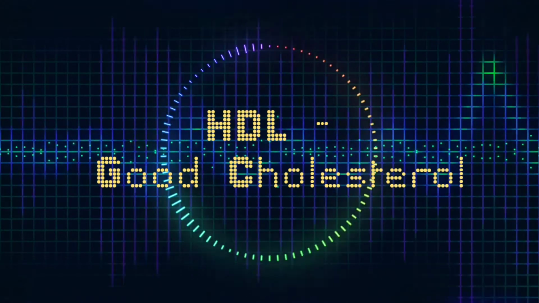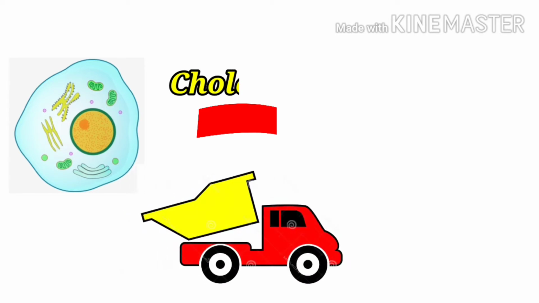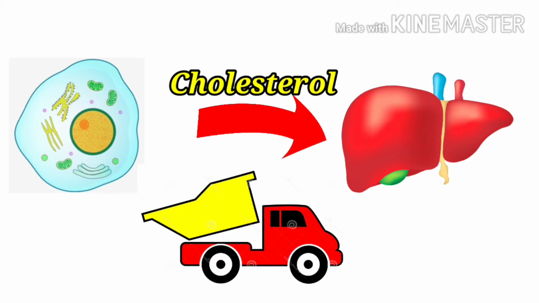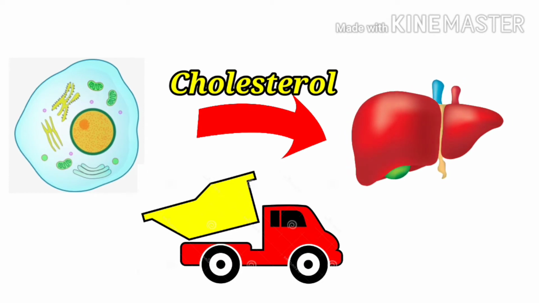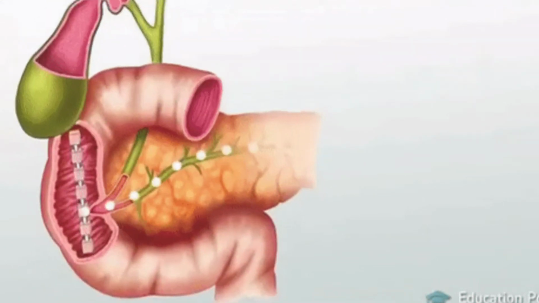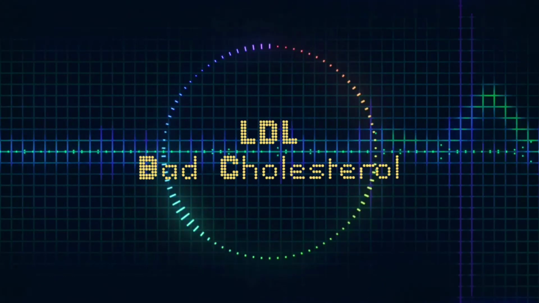Why is HDL called good cholesterol? The main reason behind it is this HDL helps in the transport of cholesterol from the cells into the liver, and from the liver this excess cholesterol enters the bile. Therefore, it helps in the removal of excess cholesterol in our body. Because of this, HDL is known as good cholesterol, whereas LDL is known as bad cholesterol.